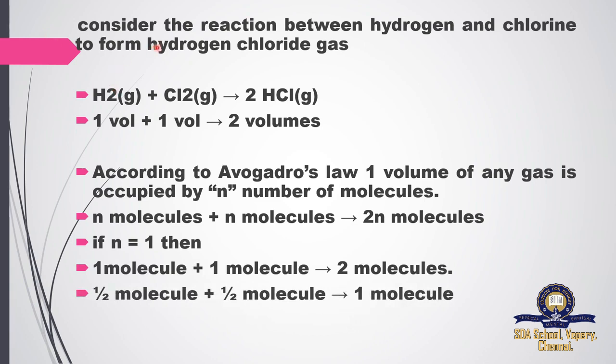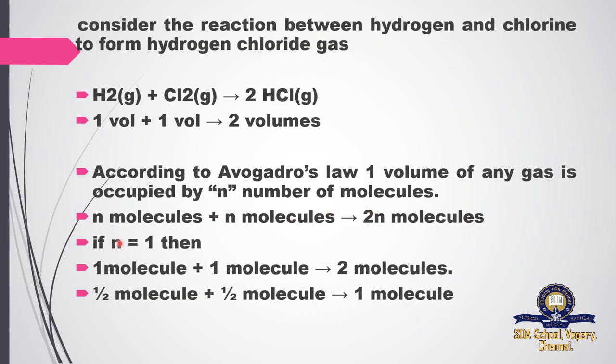Based on Avogadro's hypothesis, we are going to consider this reaction: hydrogen and chlorine reacting together, giving HCl, that is hydrogen chloride gas. Here, one volume of hydrogen and one volume of chlorine take part in this reaction and give a product of 2 volumes of HCl. According to Avogadro's law, one volume of any gas occupies n number of molecules. So the number of molecules we denote by a constant n. We apply n molecules for this reaction: n molecules plus n molecules, the product will be 2n molecules.